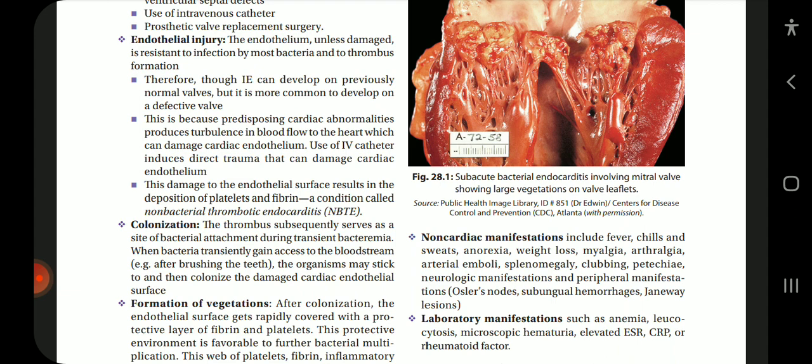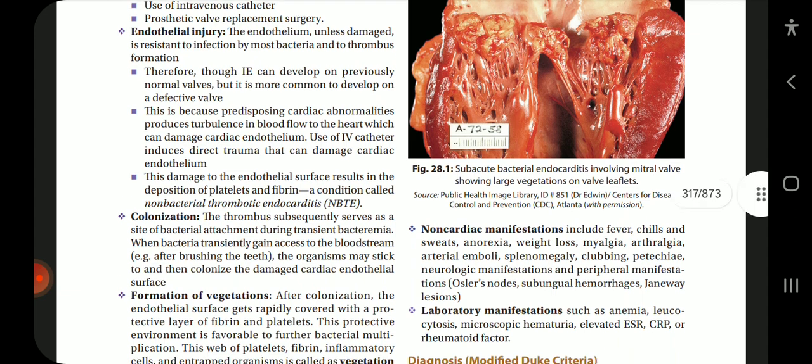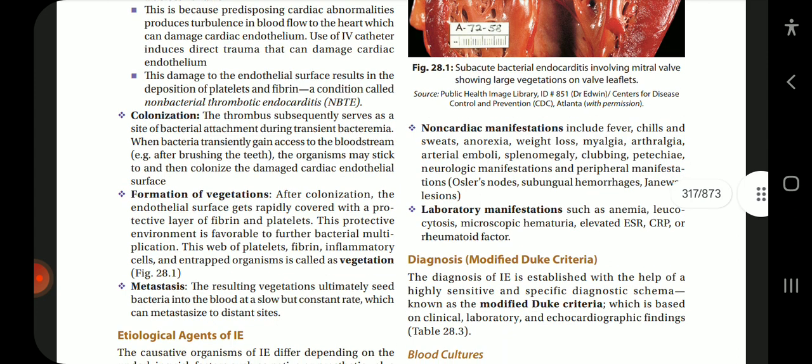Therefore, though infective endocarditis can develop on previously normal valves, it is more common to develop on a defective valve. This is because predisposing cardiac abnormalities produce turbulence in the blood flow to the heart, which can result in damaged cardiac endothelium. The use of an IV catheter induces direct trauma that can damage cardiac endothelium. This damage to the endothelial surface results in the deposition of platelets and fibrin, a condition called non-bacterial thrombotic endocarditis (NBTE).